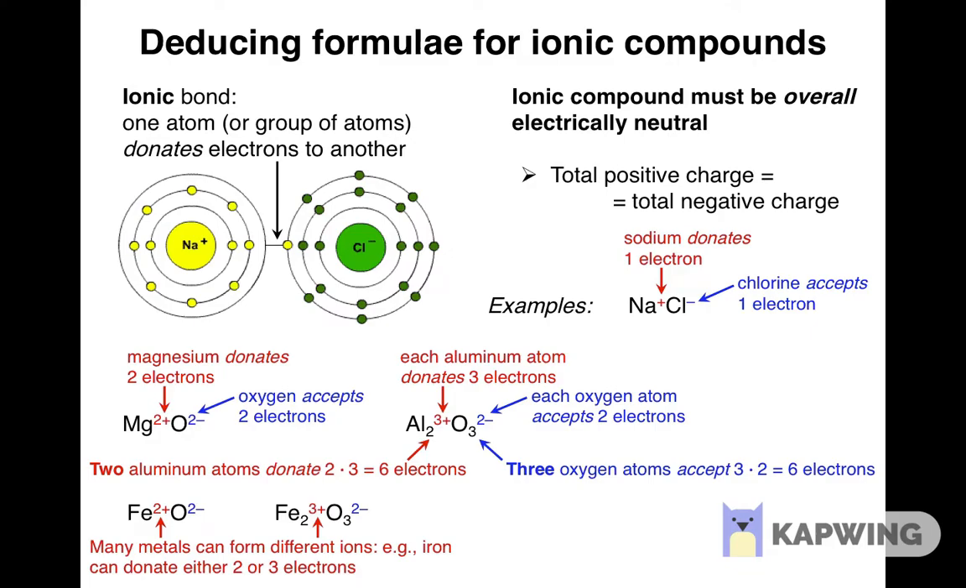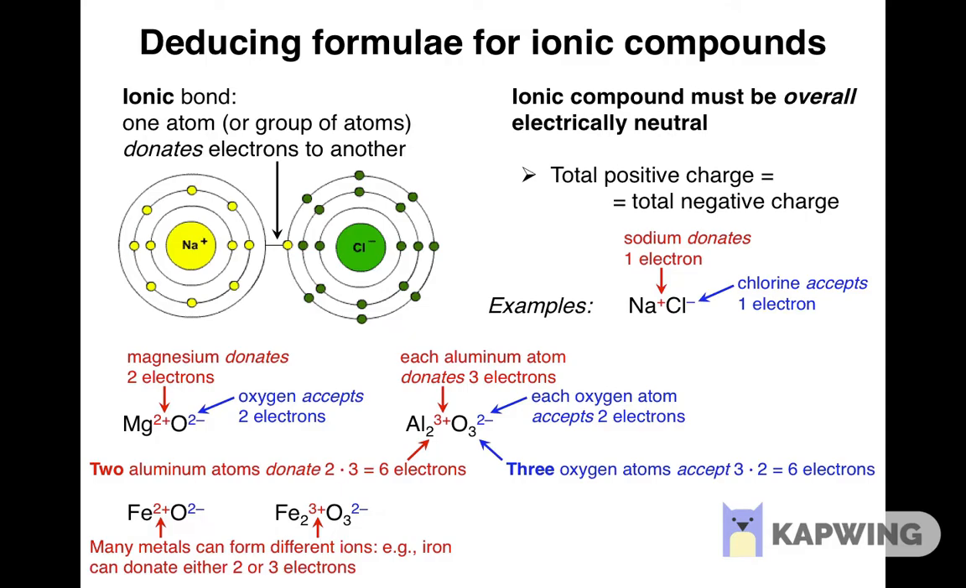In one of them, each iron atom donates 2 of its valence electrons, forming the iron 2+ cation. And in the other, the iron atom donates 3 of its valence electrons, forming the iron 3+ cation. In both cases, each oxygen atom can only accept 2 electrons, forming the O2- anion. Therefore, the empirical formula for these 2 compounds of iron with oxygen will be different.